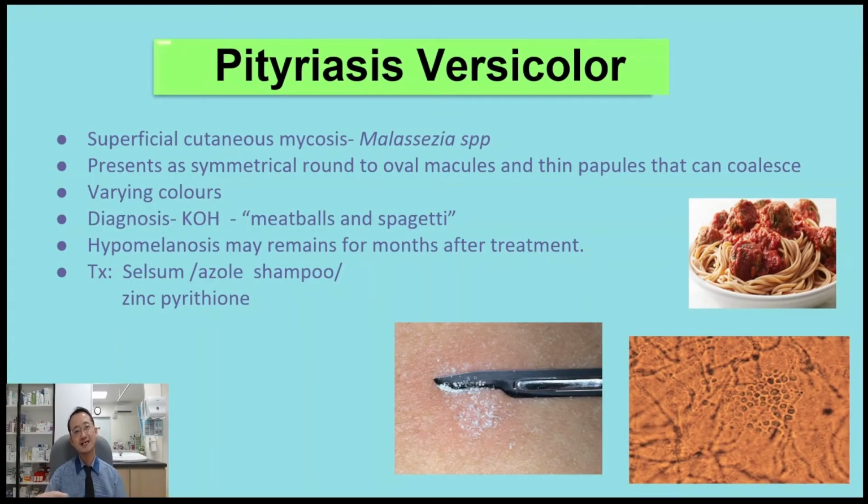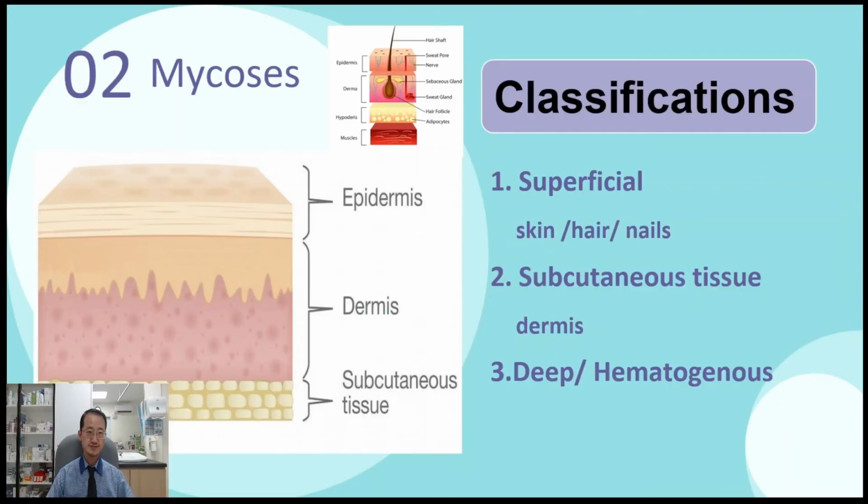Okay. So to diagnose, we do the scraping, we put under the microscope. You can see this spaghetti and meatball appearance. I think the doctors must be very hungry. They imagine this is a spaghetti, okay, with all this, and the spores is a meatball. All right. So treatments, usually we use selenium sulfide shampoo, also containing zinc pyrithione. Later I will explain, to kill off and as a maintenance of the pityriasis versicolor treatment.